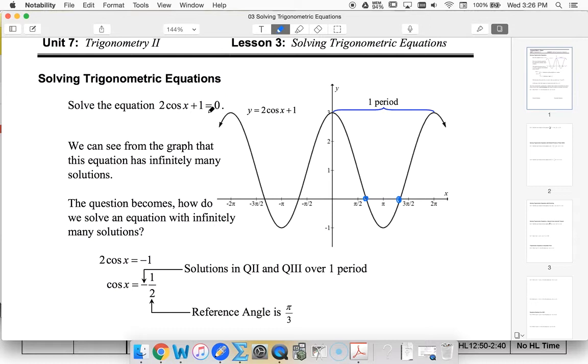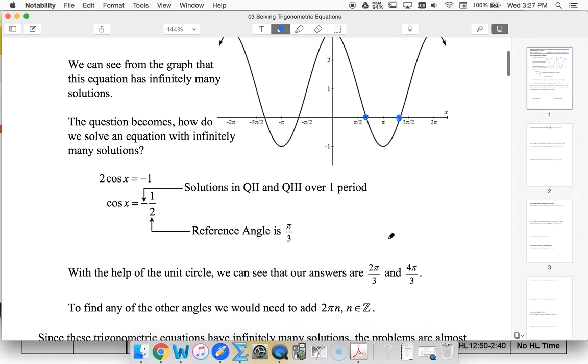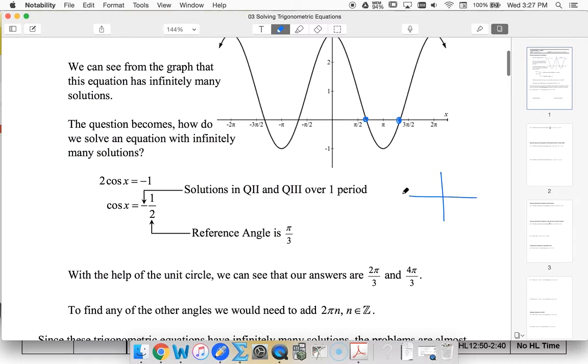but I can also think about solving this algebraically. So I subtract 1 to the other side and divide by 2. That tells me that cos x is going to be negative 1/2. Well, I know that from my unit circle, I've got 2 places that cos x is negative 1/2.